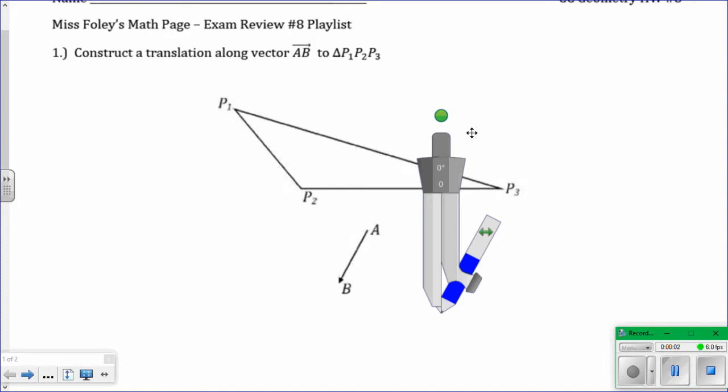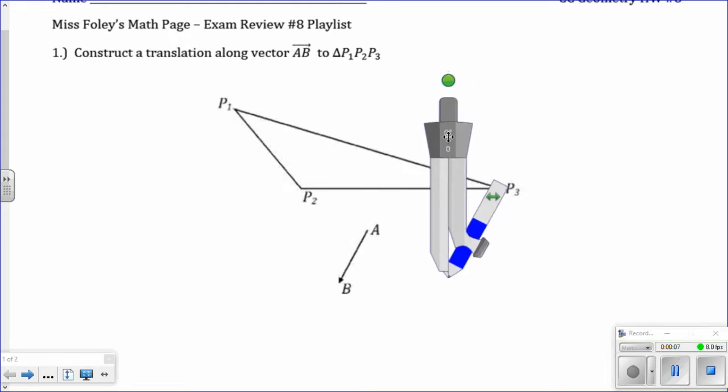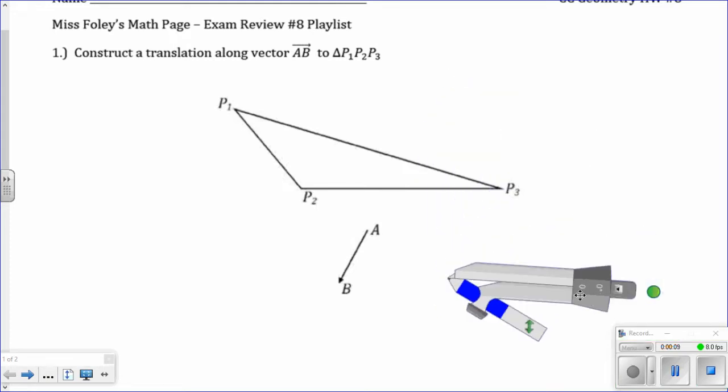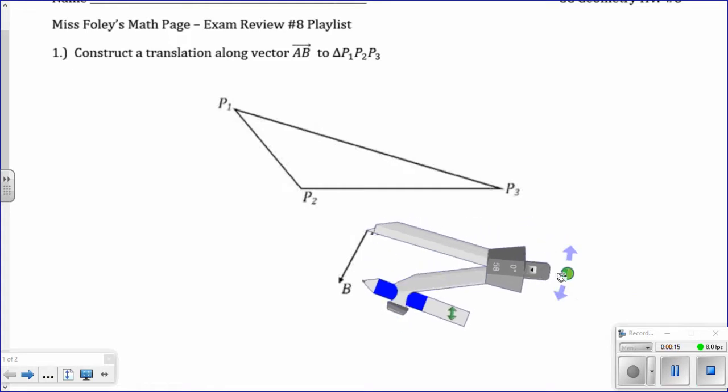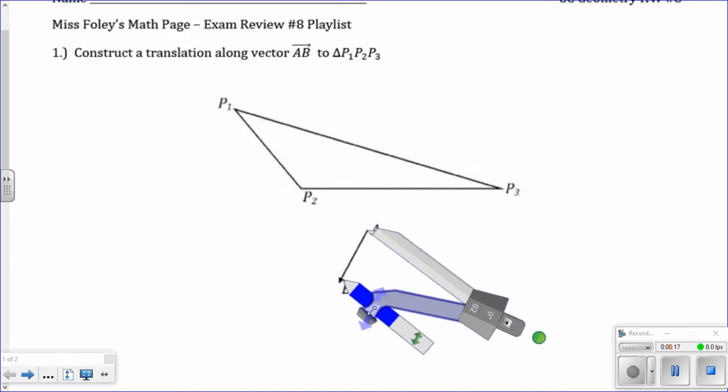This video is going to show you how to construct a translation along vector AB, and we are going to perform the translation to triangle P1, P2, P3. So the first step is to get the length of the vector. How much are we moving that triangle? What distance are we moving it? Well, the length of the vector.